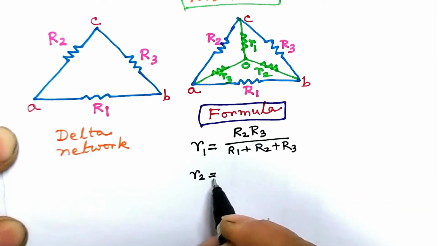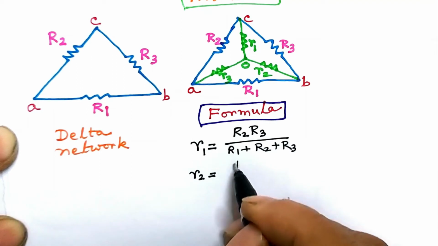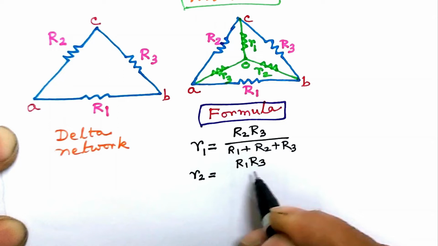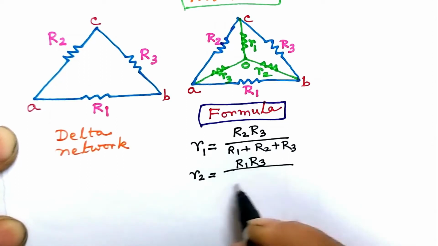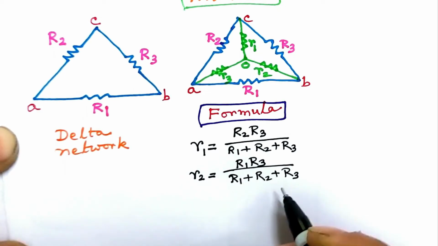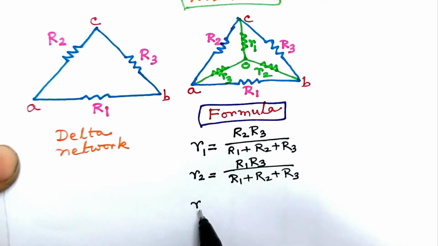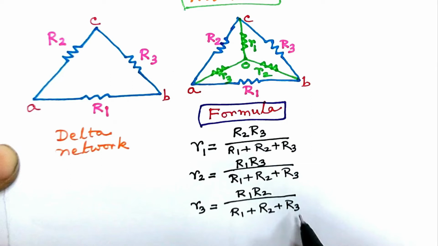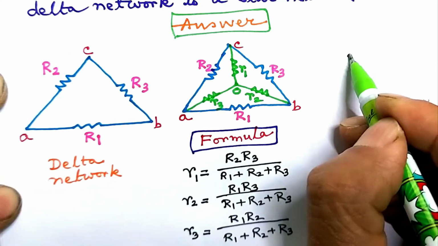Similarly, small r2 of the imagined star network is given by the product of the resistances capital R1 and capital R3 of delta network that are attached to small r2 divided by the sum of delta network resistances. And small r3 of the imagined star network is given by the product of the resistances capital R1 and capital R2 of delta network that are attached to small r3 divided by the sum of delta network resistances. We can prove these relations easily.